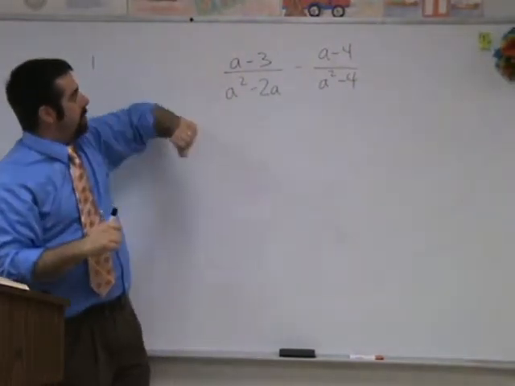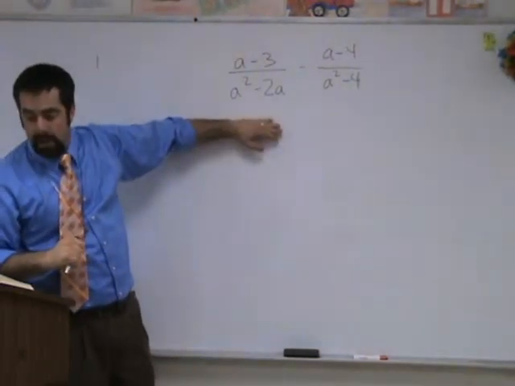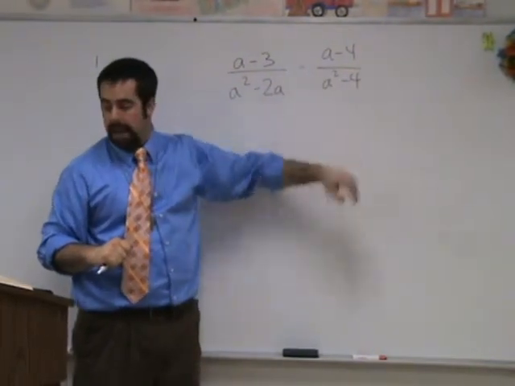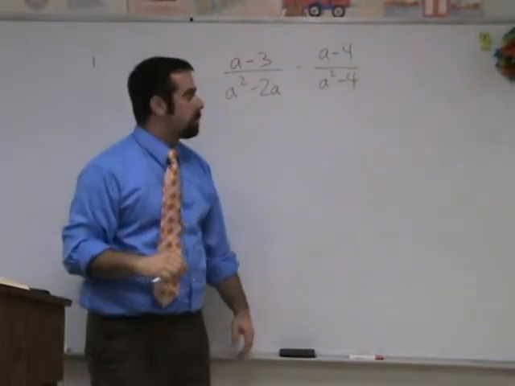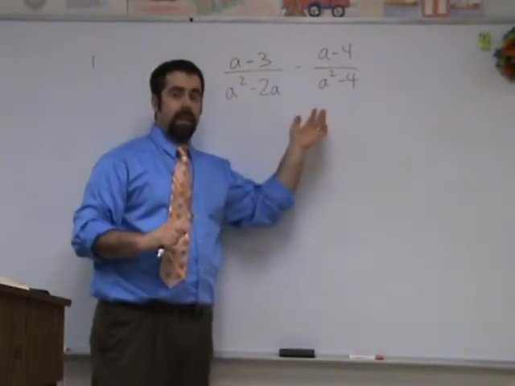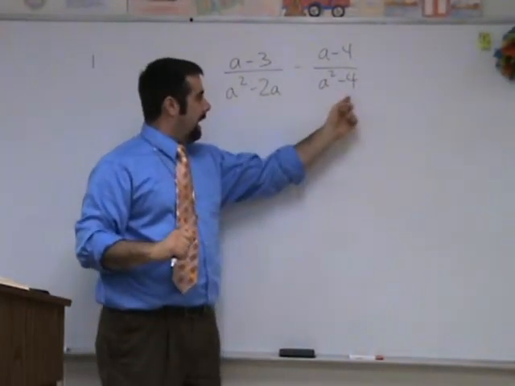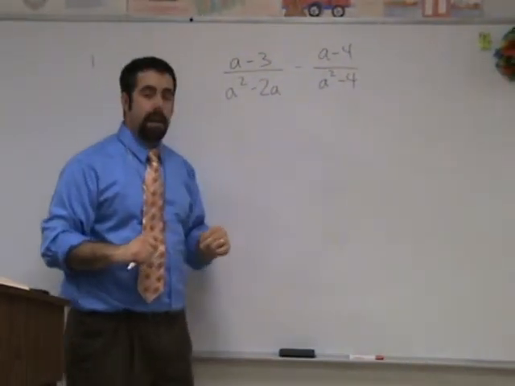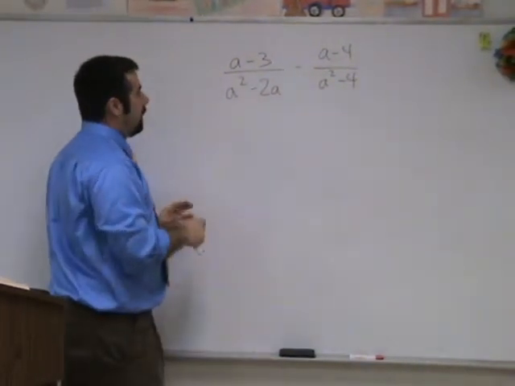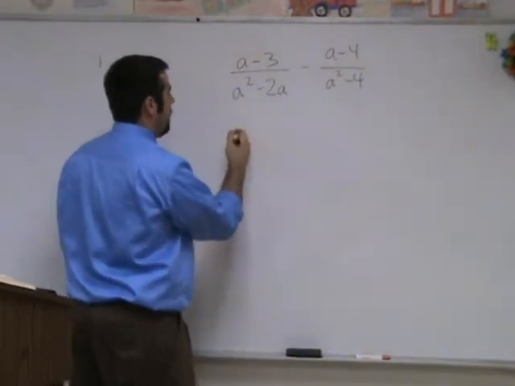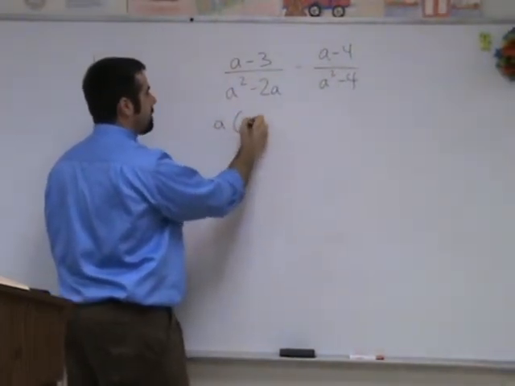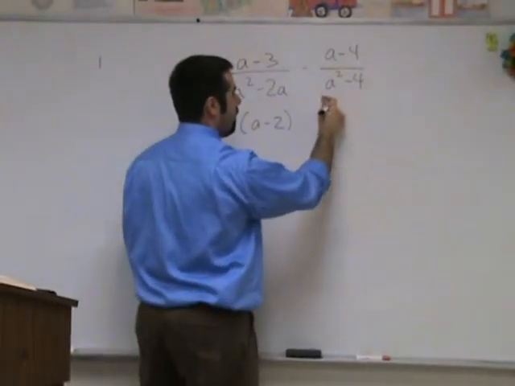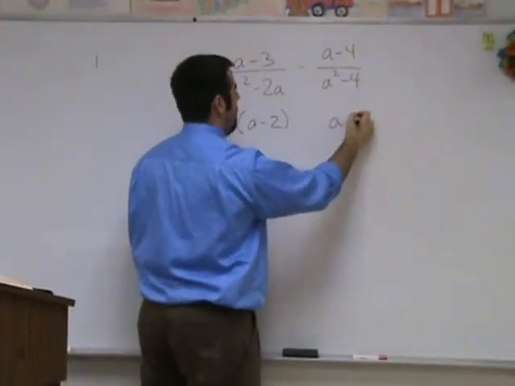So I have a minus 3 over a squared minus 2a, minus a minus 4 over a squared minus 4. Here it looks like very clearly I have some factoring to do before I can find the common denominator. If I factor this first denominator, I get a times a minus 2. If I factor the second denominator, it's a difference of two squares: a minus 2, a plus 2.